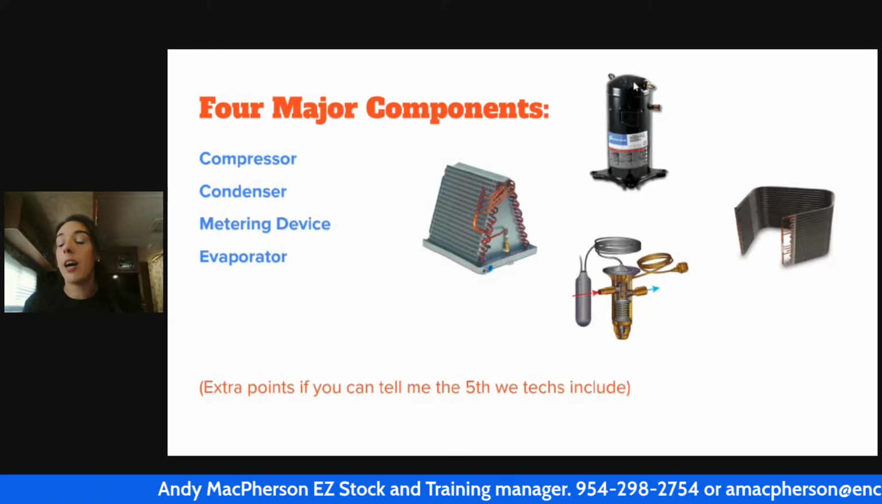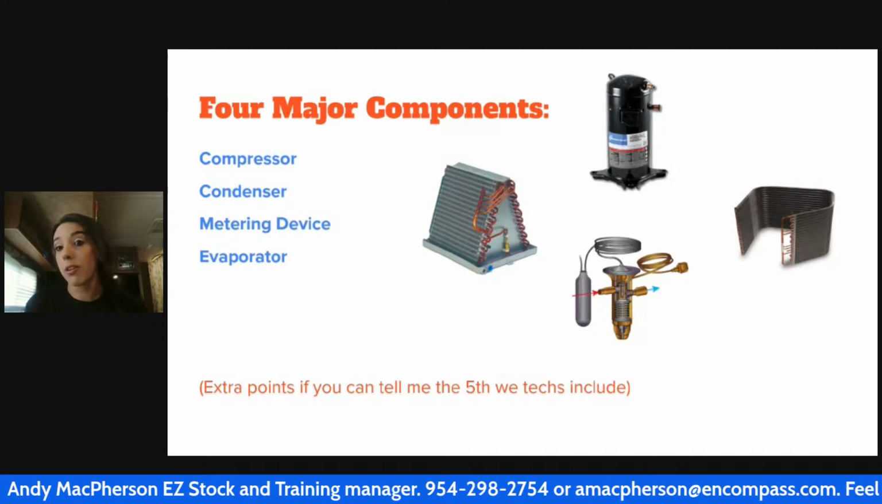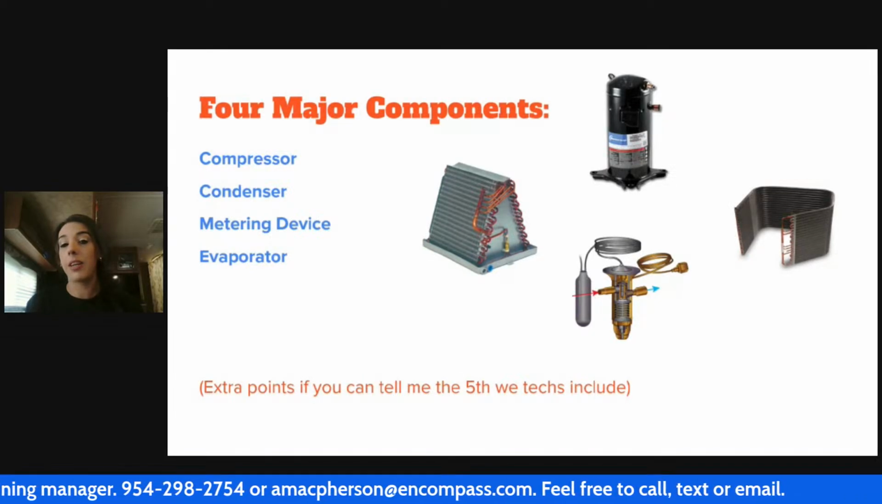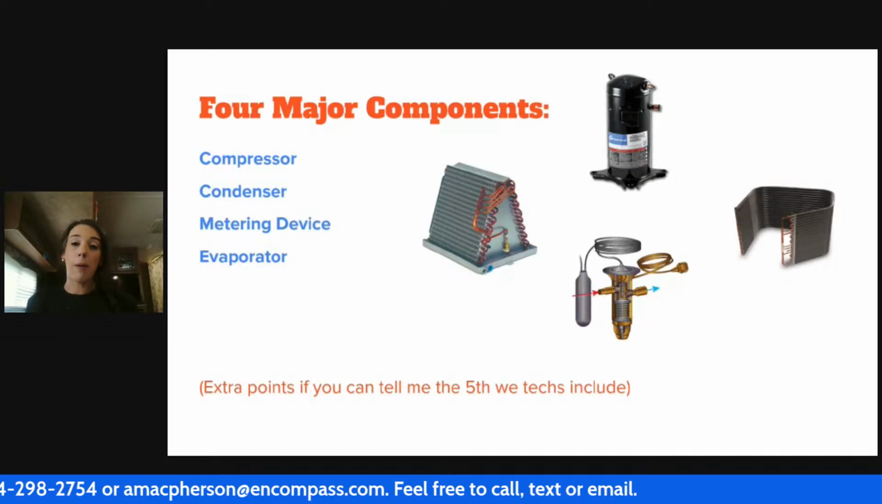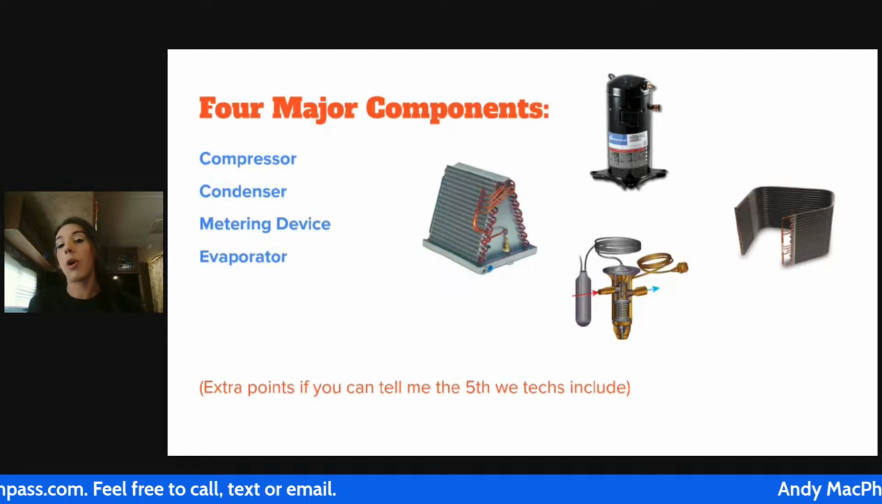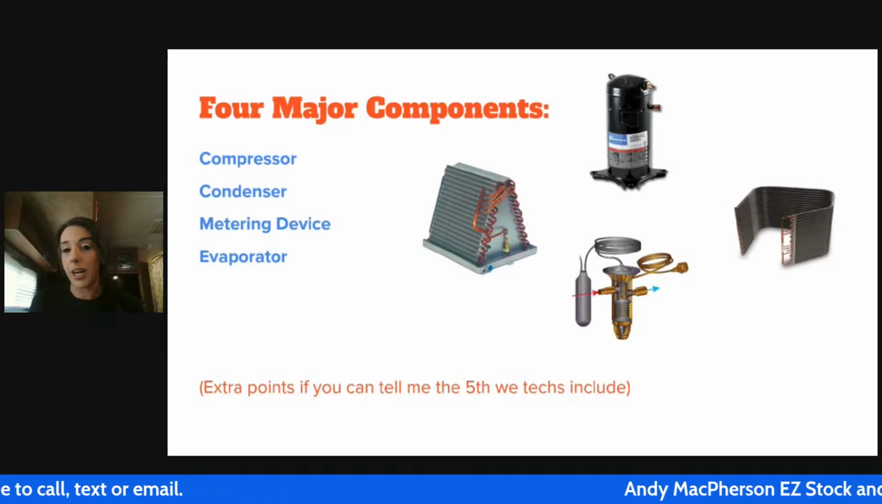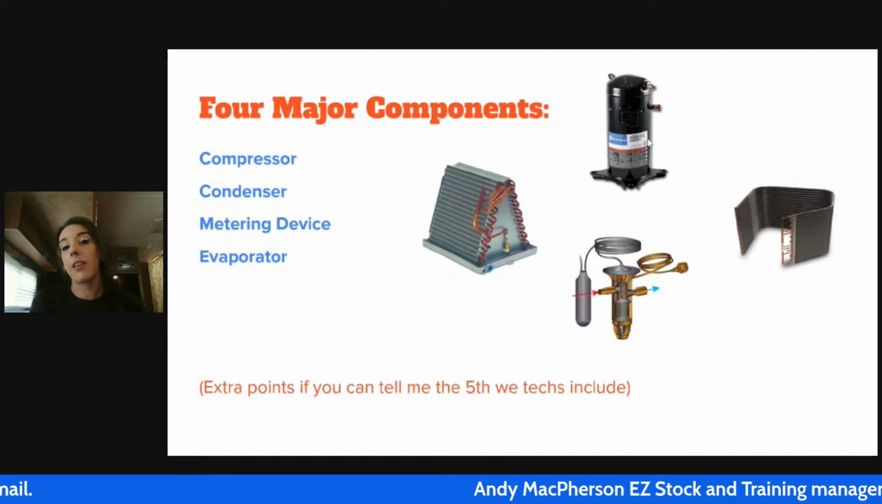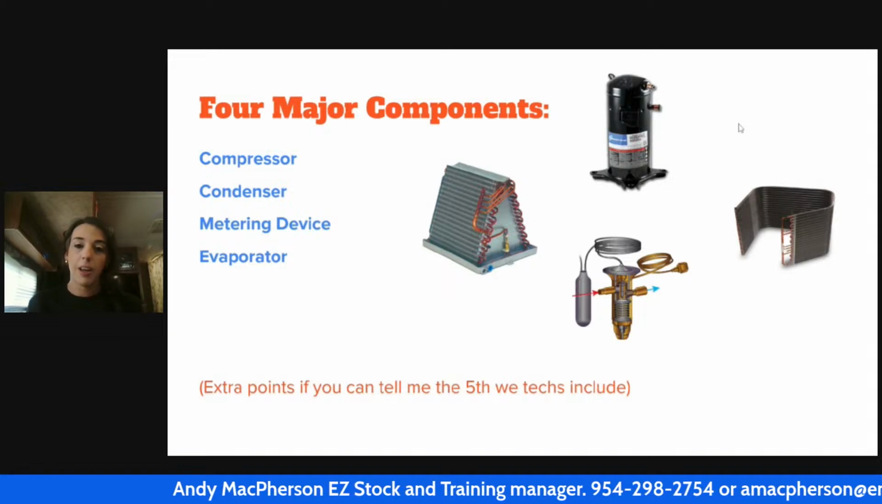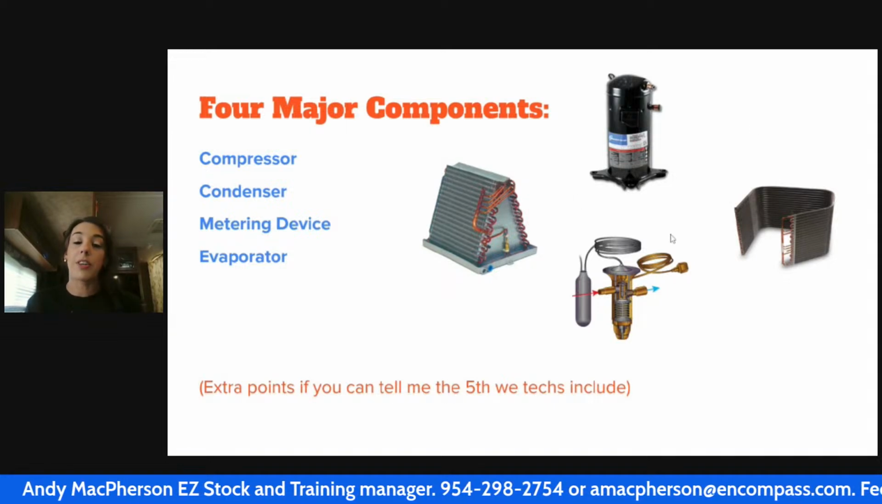The first one I always start with, because it's kind of central to the system and is the most important to me, I guess, is going to be the compressor. The compressor's job is just to take vapor refrigerant and compress it. It is going to superheat and super pressurize that refrigerant. It's always vapor. It's going to come into the compressor as a vapor and it's going to leave the compressor as a vapor.